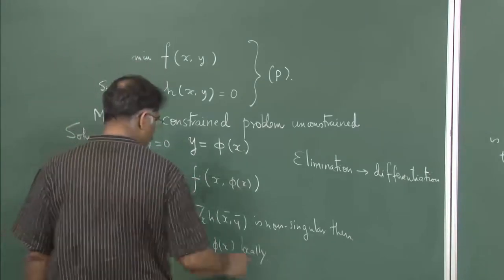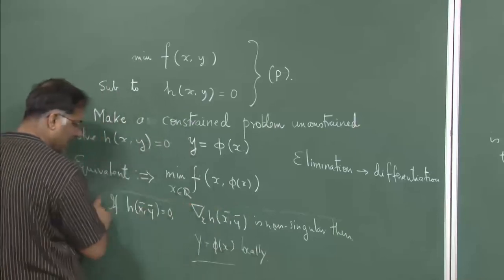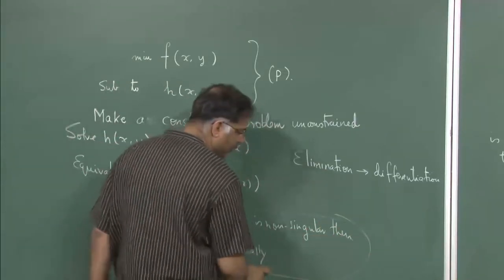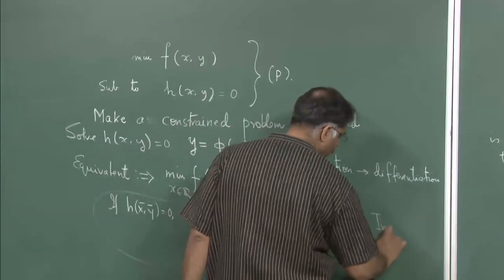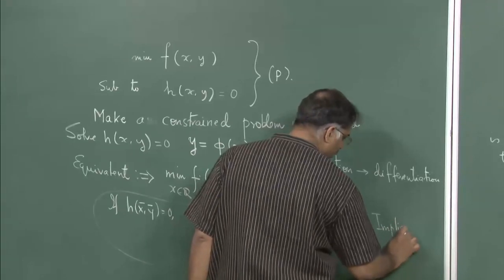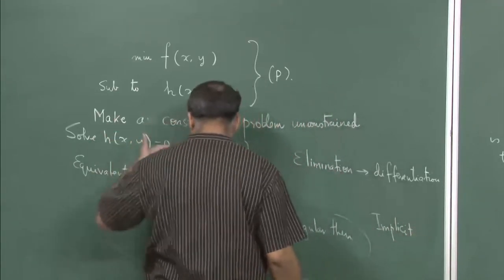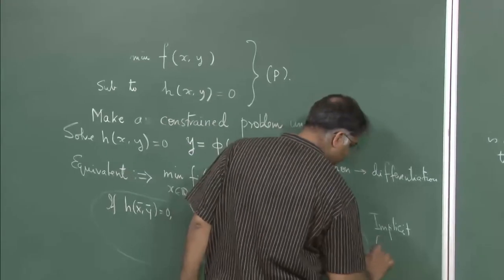So, this idea is called the implicit function theorem. We will not get into the details of the implicit function theorem, nor will we apply it. We will do the proof in a different way.